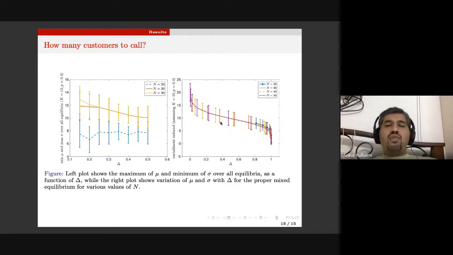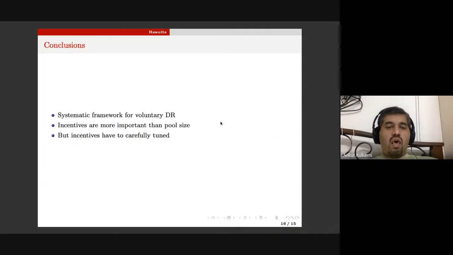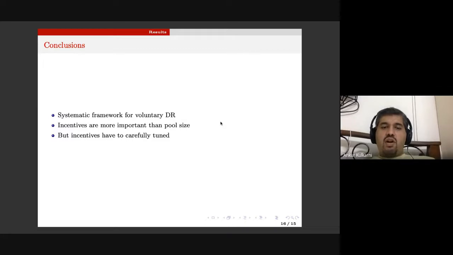And now the model actually tells you how they are going to be responding. So you can use a model like this, by fitting your utility function and so on to the data, to predict what's going to be the response of the customer. So what I've just shown you is a systematic framework for voluntary demand response.